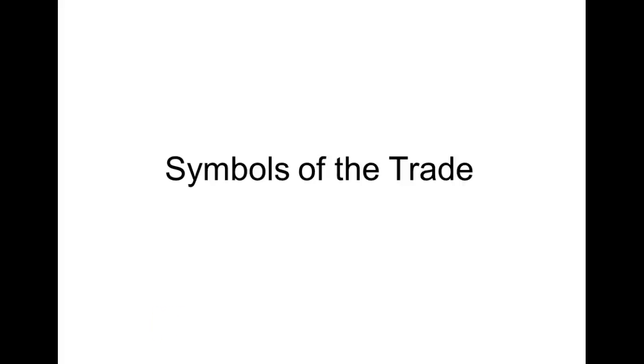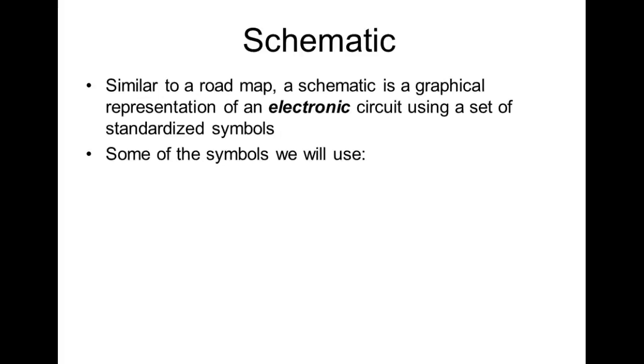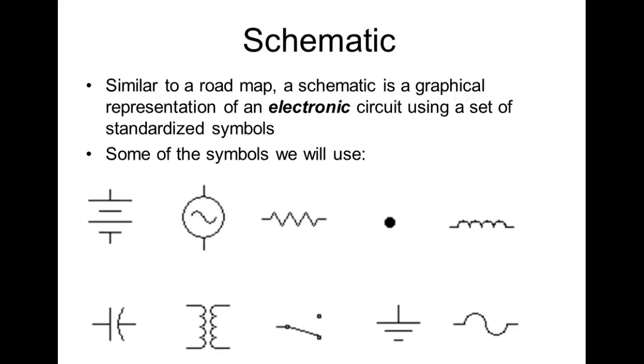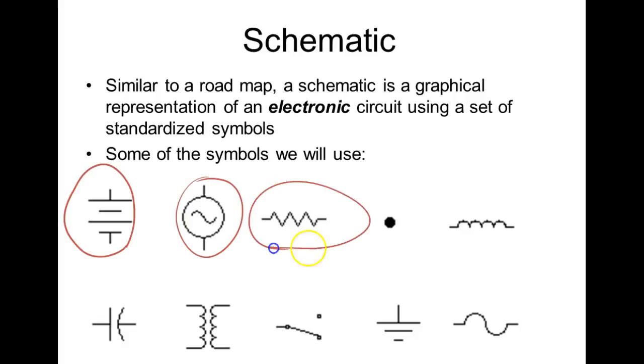Okay, symbols of the trade. Similar to a road map, the schematic is a graphical representation of an electronic circuit using a set of symbols. So if I'm hooking up wires, we've got to know what to hook them up to, right? This is a symbol for what? Yeah, the DC source. A battery is a DC source, right? This is a symbol for what? AC source. This is a symbol for a resistor. This is a symbol for a connection. What's this a symbol for?